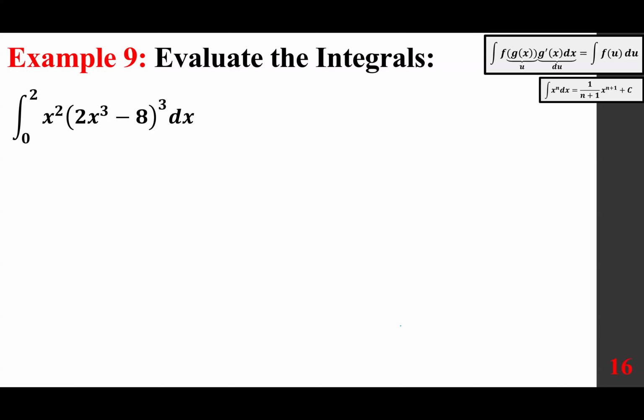We want to evaluate the integral from 0 to 2 of x squared times (2x cubed minus 8) cubed. We have polynomials. This is more complicated. The parenthesis 2x cubed minus 8, that is the choice for the substitution. So du becomes 6x squared dx.